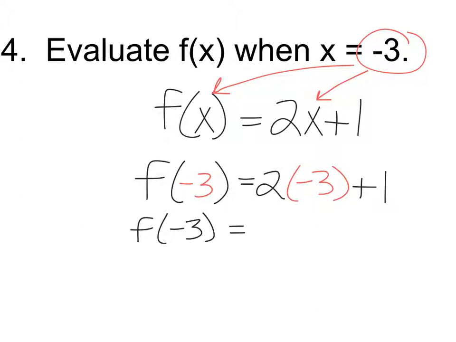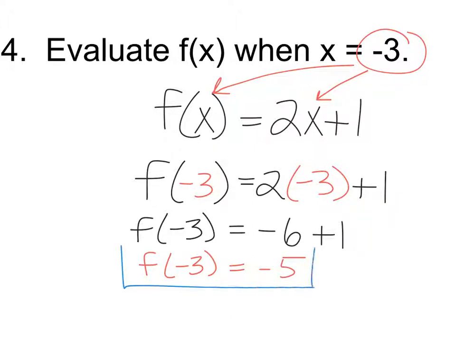2 times -3 is -6. So -6 plus 1, which will get me what if I add those up? So what your answer is going to be is f of -3 equals -5. You are saying when you input -3, you output -5. This is a math sentence.